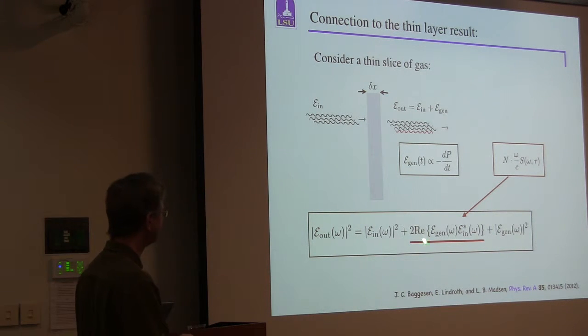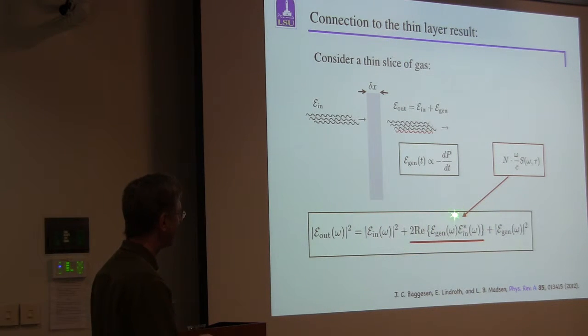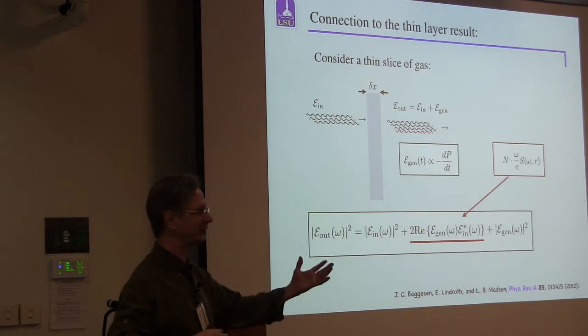And the nice thing is that this interference term that we talked about before in the thin gas limit is exactly related to n, where that's the number of atoms, times omega over c times the single atom response function. So the single atom response function really is telling you the amount of energy absorbed or emitted per unit frequency per atom in the thin limit. So you can look at this either from a Maxwell point of view or from a single atom point of view scaled up.